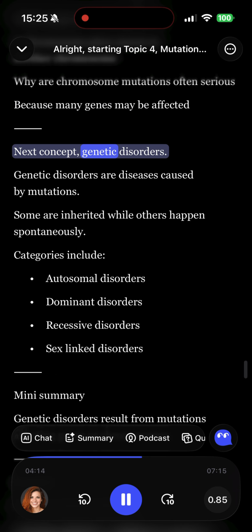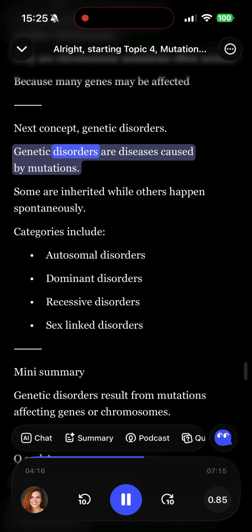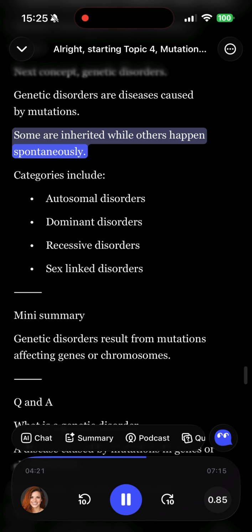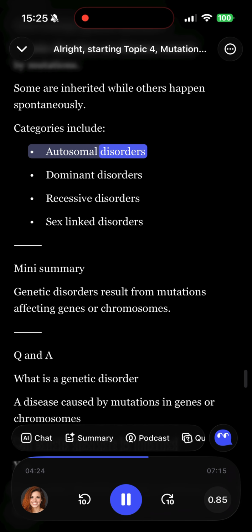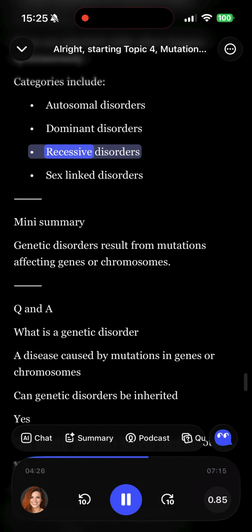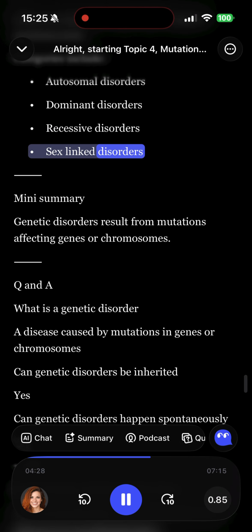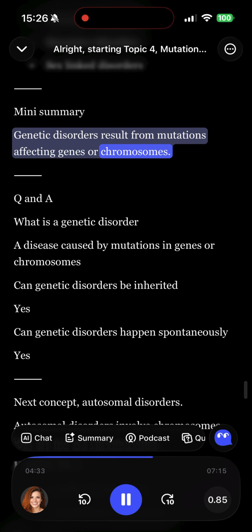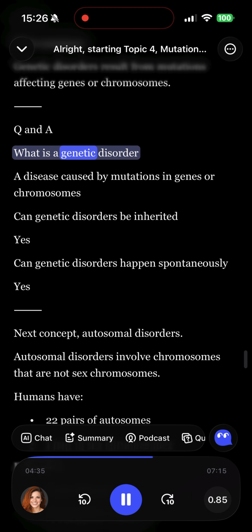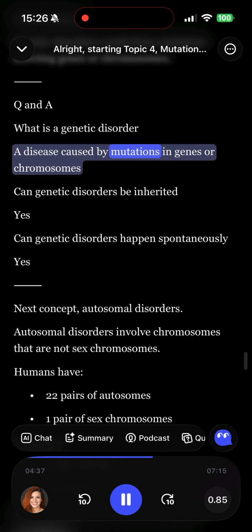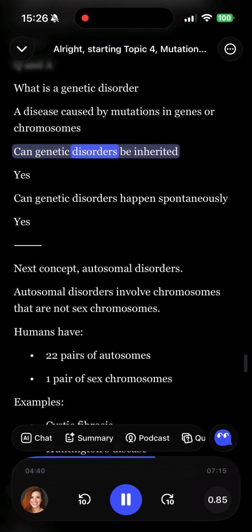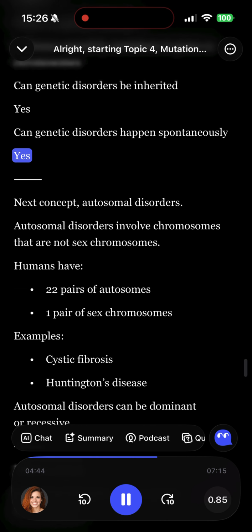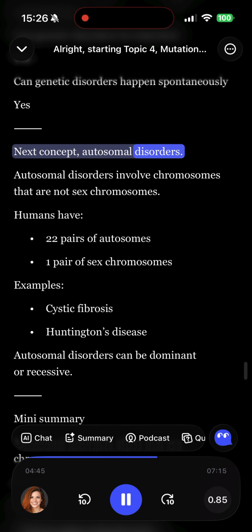Next concept, genetic disorders. Genetic disorders are diseases caused by mutations. Some are inherited, while others happen spontaneously. Categories include autosomal disorders, dominant disorders, recessive disorders, and sex-linked disorders. Mini summary. Genetic disorders result from mutations affecting genes or chromosomes. Q&A. What is a genetic disorder? A disease caused by mutations in genes or chromosomes. Can genetic disorders be inherited? Yes. Can genetic disorders happen spontaneously? Yes.